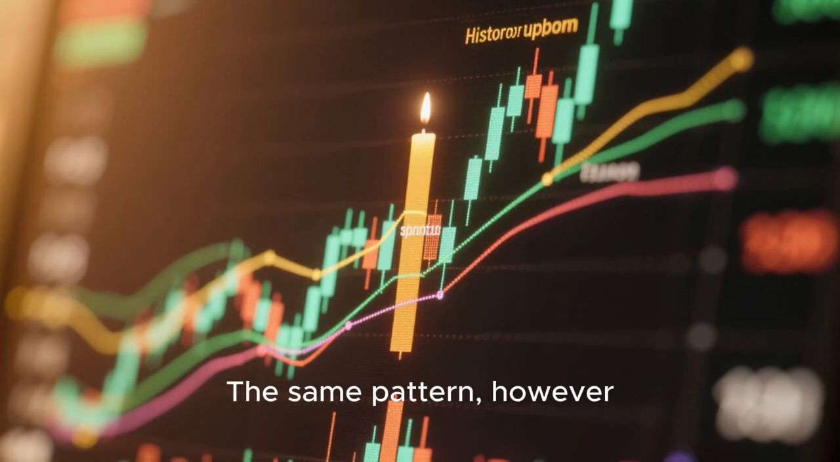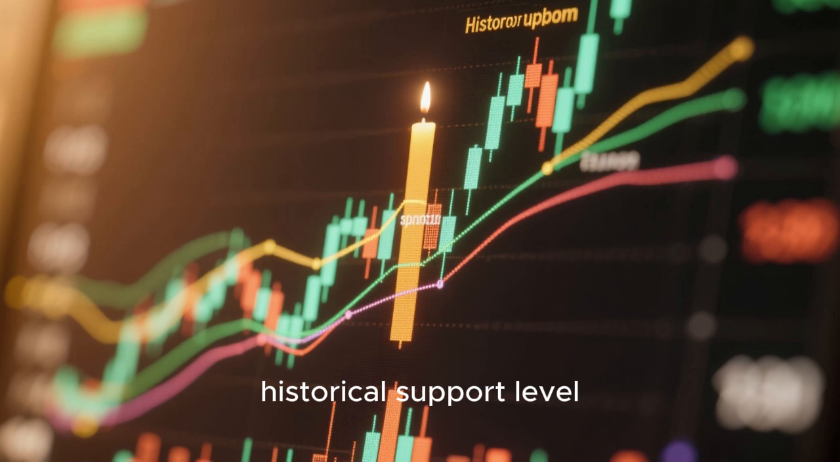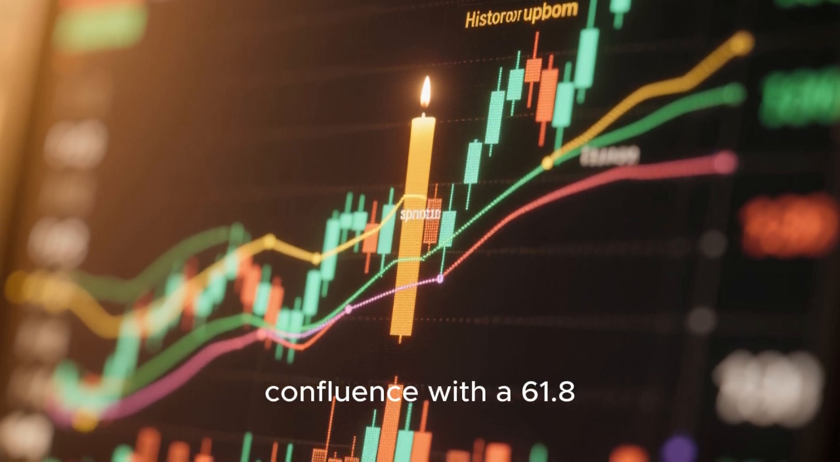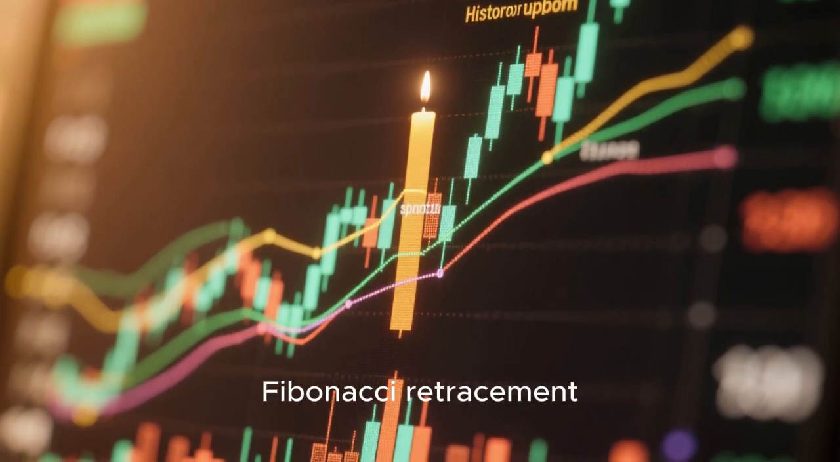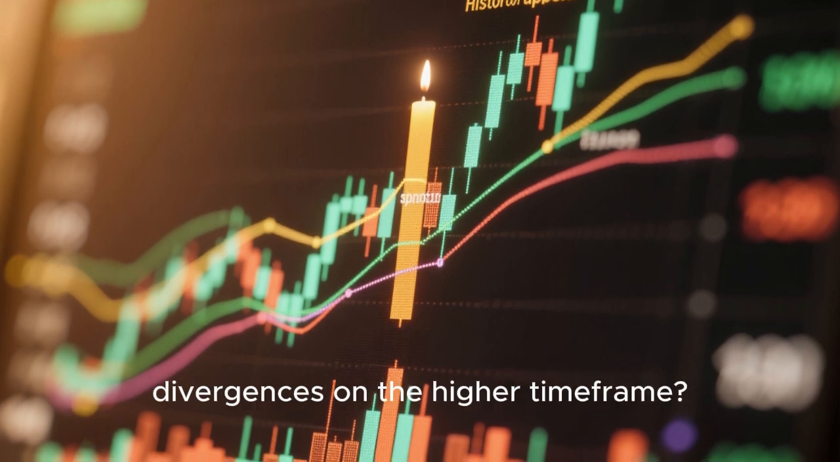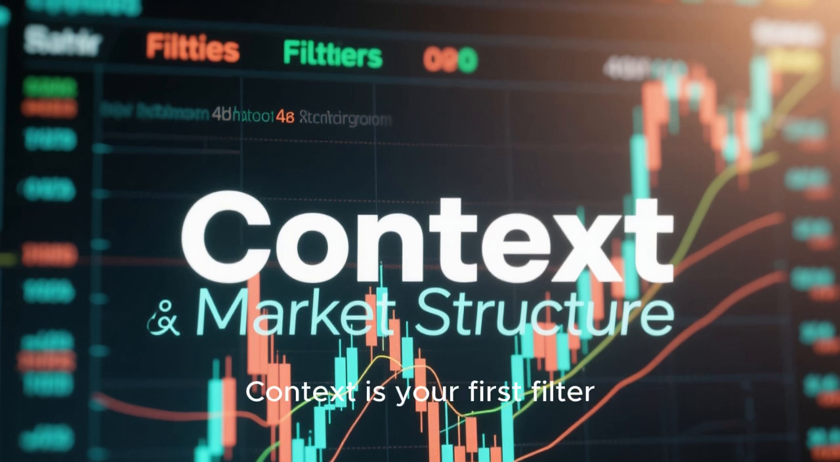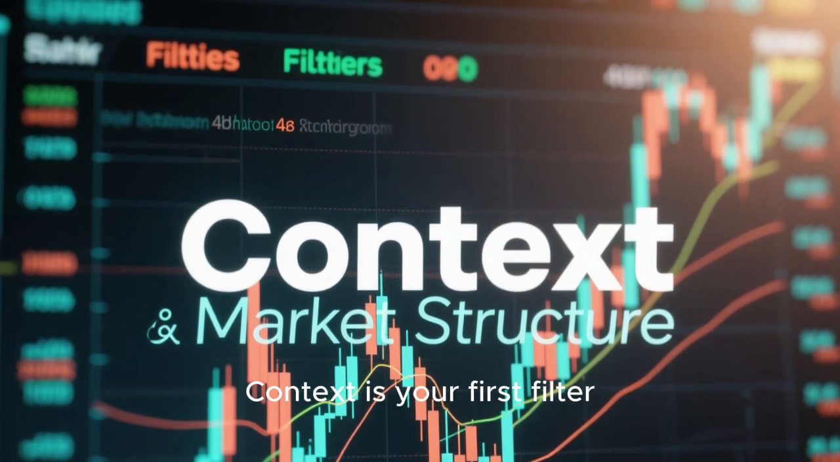The same pattern, however, emerging at a major historical support level, in confluence with a 61.8% Fibonacci retracement, and with momentum divergences on the higher time frame. Now you have a trade with an edge. Context is your first filter.